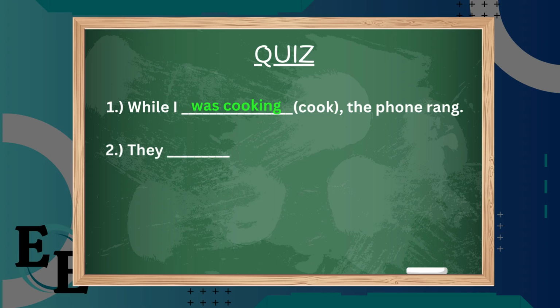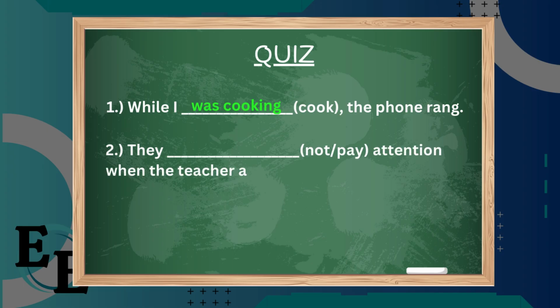Number 2, our verb is pay in the negative. Attention when the teacher asked a question. Were. Great. They were not paying attention when the teacher asked a question. Ooh, that one was tough.